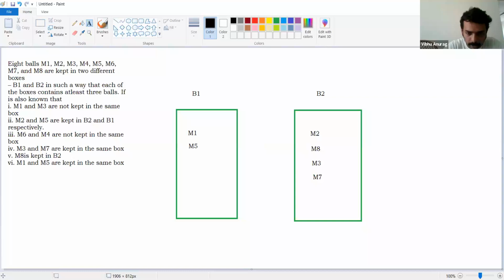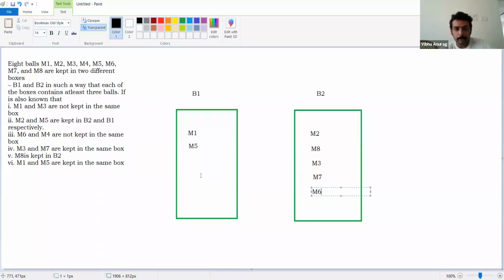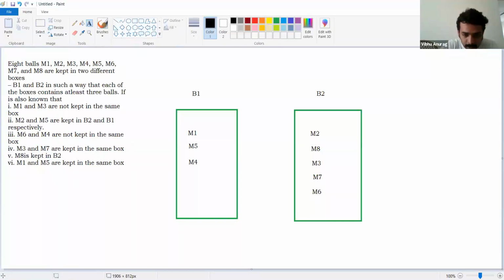Now let's look at the question. 51 says if M6 and M3 are kept in the same box. Okay, so in this case, M6 and M3 are kept in the same box. So I put M6 here and I put M4 here then. Then pick the option which has a valid set of balls in the box. That will be option C, M1, M5 and M4, because as you can see here, M1, M5 and M4 are in the same box. Everybody got that? C is the answer.